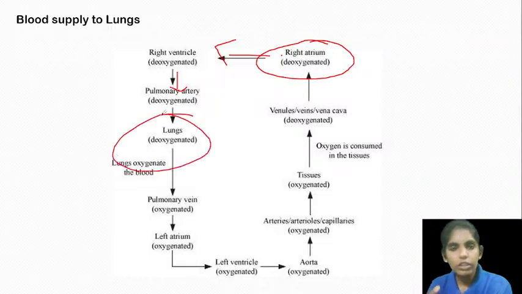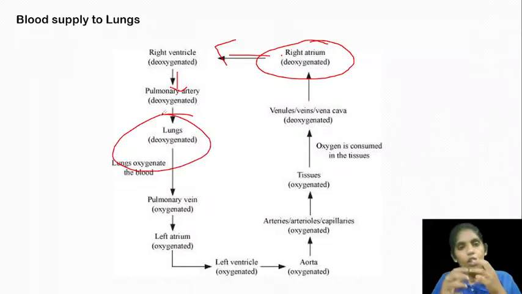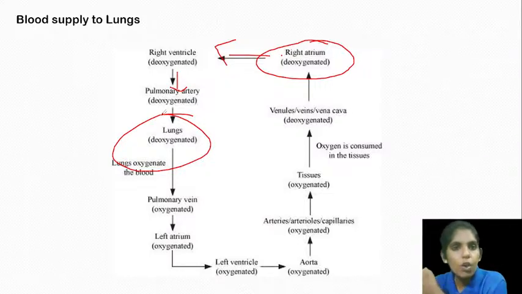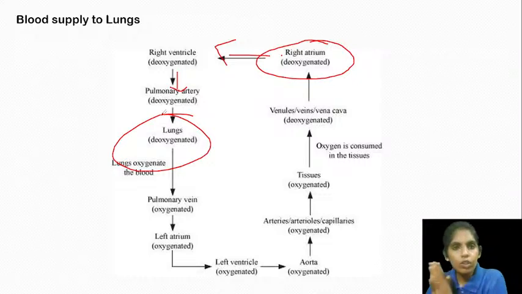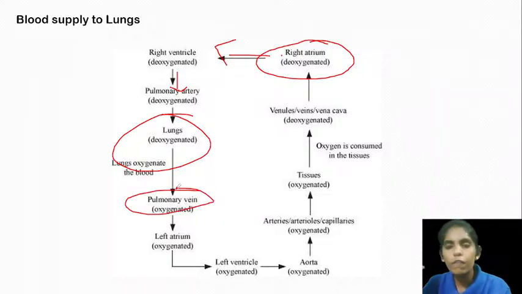And in the lungs, the deoxygenated blood will be oxygenated. That means the carbon dioxide present in the deoxygenated blood will enter into the lungs, and the oxygen present in the lungs will enter into the blood. So as a result, the blood will become oxygenated, and this oxygenated blood enters into the veins. So arteries will carry the blood to the lungs, and the veins will carry the blood out of the lungs.